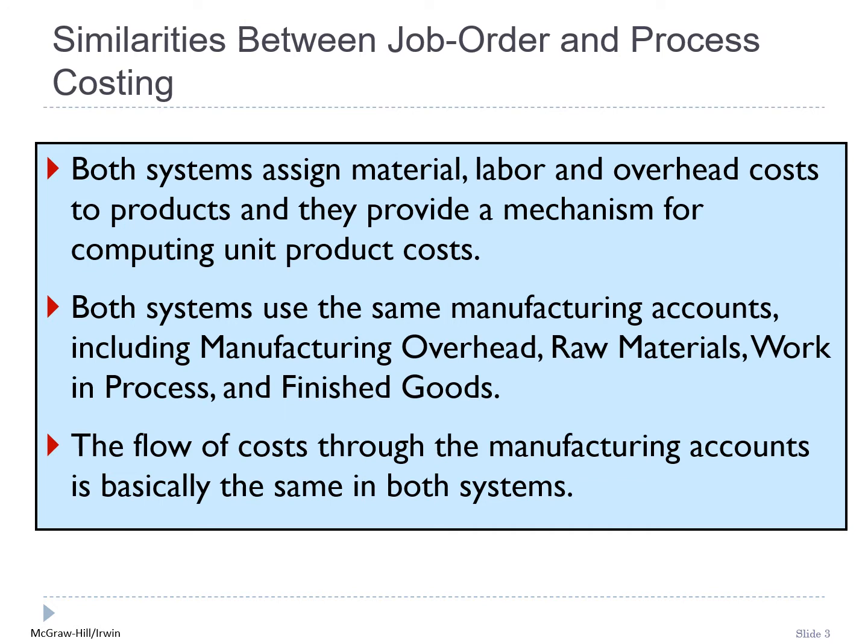similarities between job order costing and process costing system. So as you can see in the slide, whether the company is using job order costing system or process costing, both systems assign material, labor, and overhead cost to products. So in process costing system, you will see also entries for direct materials, for direct labor, and for overhead costs. And both systems provide a mechanism for computing unit product cost. So same with job order costing system.